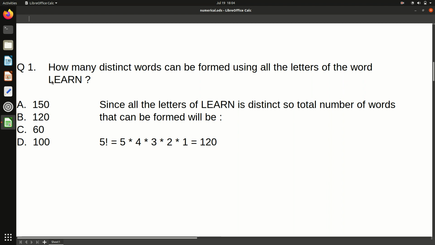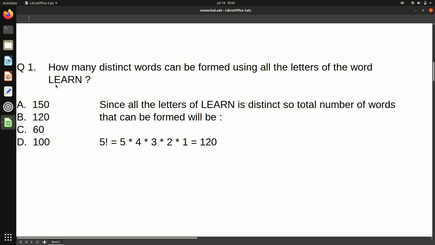Like let us say I place E here and L here, so ELARN, it could be another word. So just make all the possibilities, just make the different arrangements. So this is very simple, I think. So in this case, as I have written, since all the letters of learn are distinct, so total number of words that can be formed will be 5 factorial. So I hope this is a very simple question.